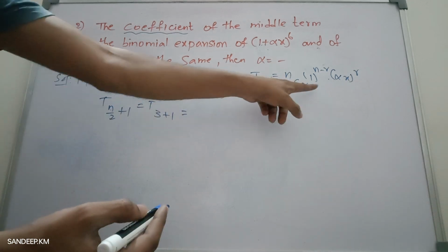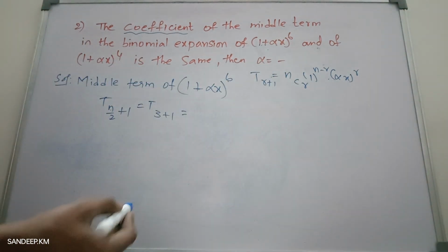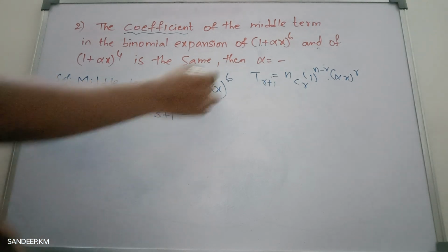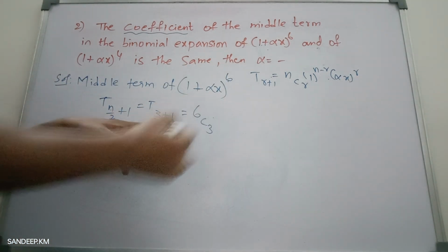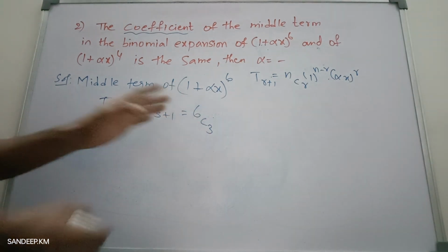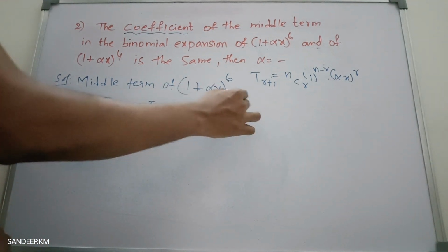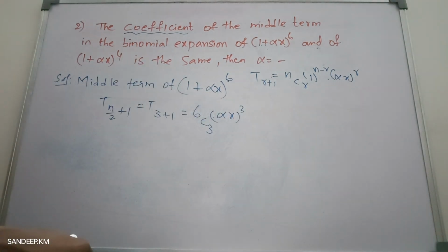Okay, so using the general term, I mean t r plus 1. Okay, general term is t r plus 1. What is t 3 plus 1? 6Cr, r value is 3, into 1 power is not needed, 1 power 6 minus 3 is not needed, alpha x power 3 is fine. Correct? So this is the middle term of 1 plus alpha x whole power 6.